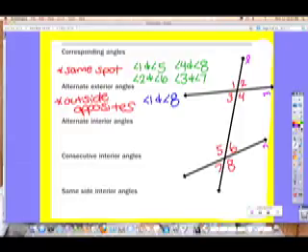Okay, there's only one more pair of alternate exterior. Guys, shout out. Do you know what it is? Perfect, guys. Angle 2 and angle 7. Good job. Those are alternate exterior.